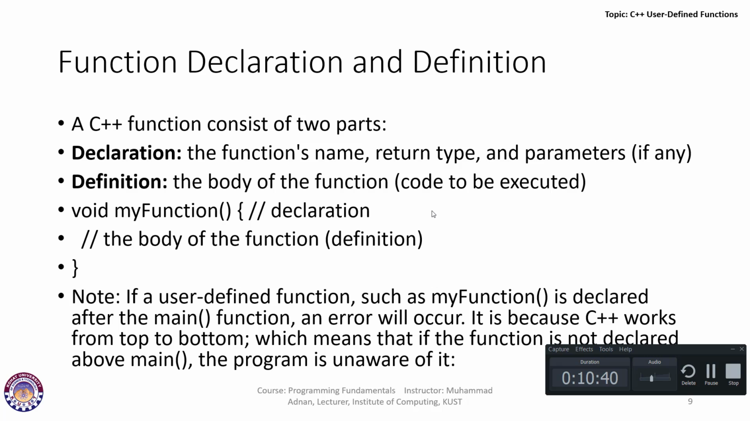So you have to first declare it, like you have to tell the compiler that we are going to use a main function, because C++ works from top to bottom. It executes the first statement and then the next and next. So if you do not tell the compiler that you're writing a function and you write it directly after the main function, then you will get an error because the program is unaware of it.